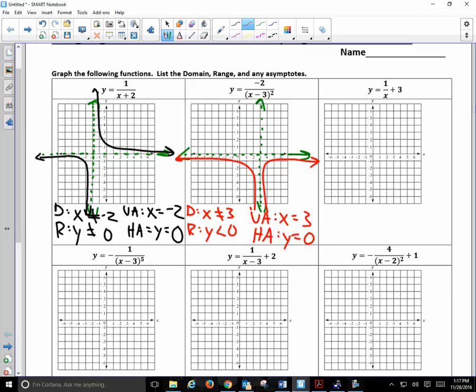What's that? Because you can get values that are negative, but not positive, right? Try the next one on your own.